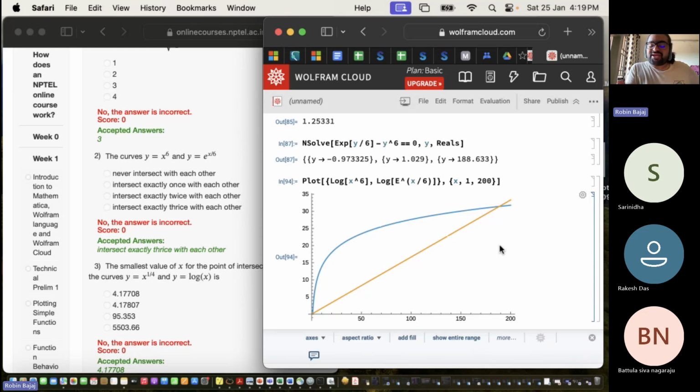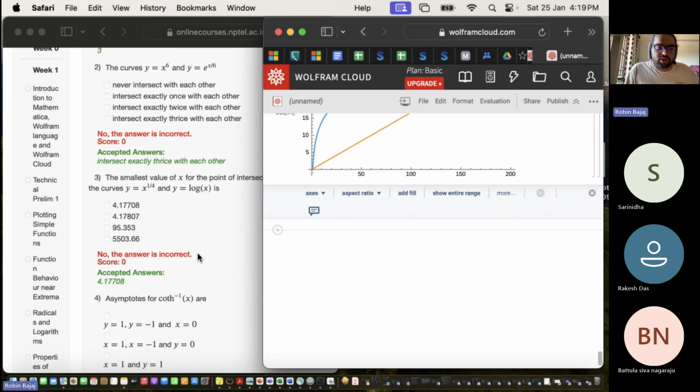So you see, there was no point in plotting x^6 and e^(x/6), because those were increasing like two large numbers. So in those cases, it would be better to plot the logs. Then it's a very nice plot, and you can see it clearly intersects at 10 to the power 188 or something like that. Okay, so that was one way of doing this problem.